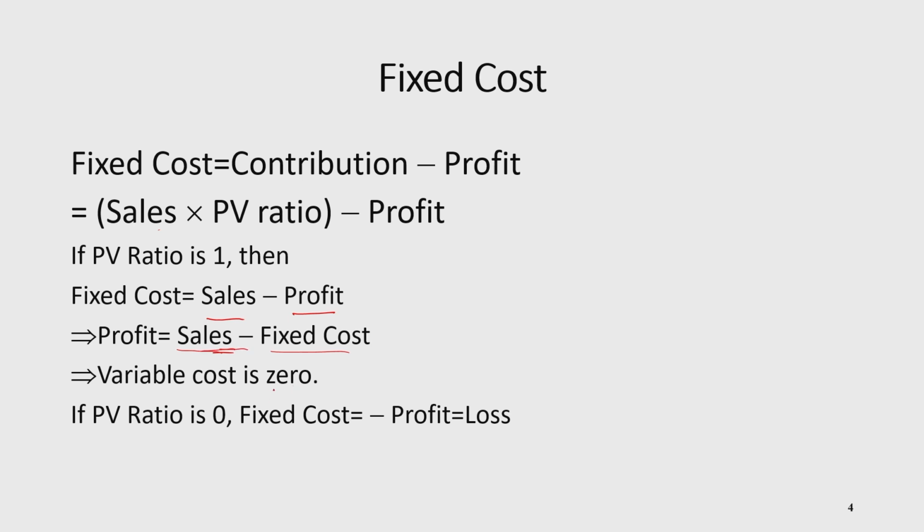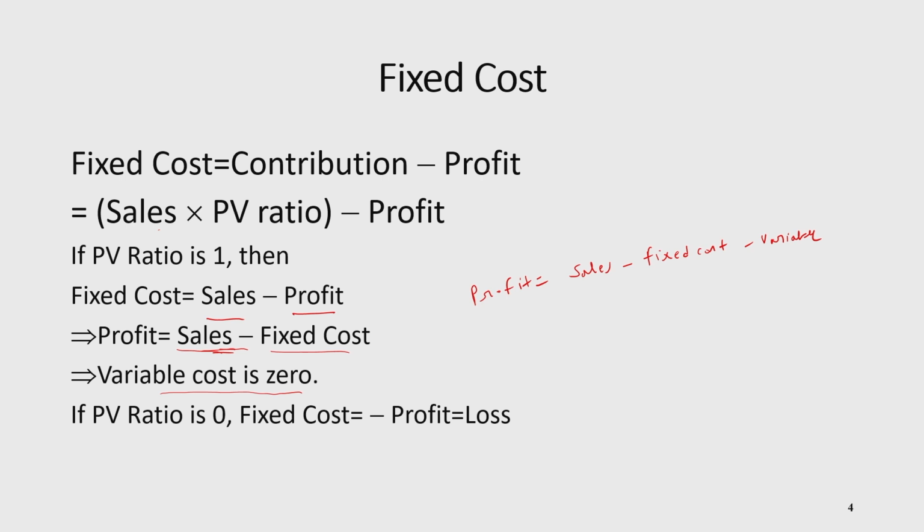Otherwise, we had said that profit was equal to sales minus fixed cost minus variable cost. So if it is this case, then naturally the variable cost is 0. Therefore, in this situation variable cost will be 0.